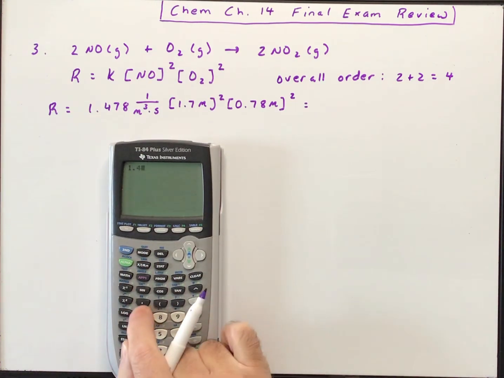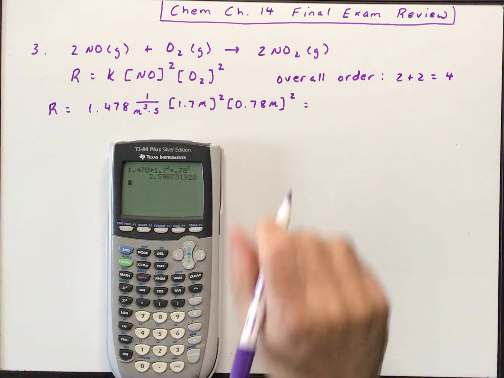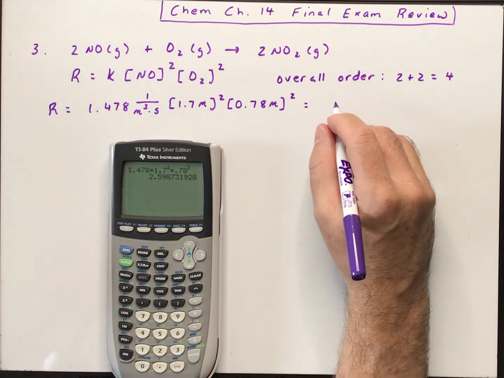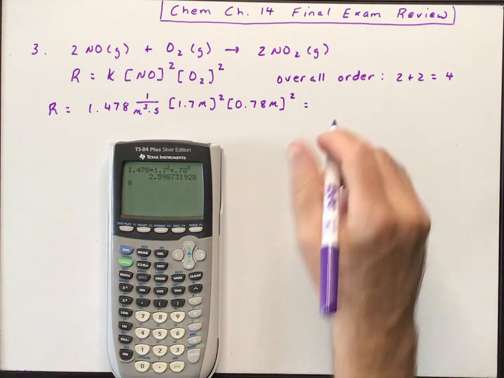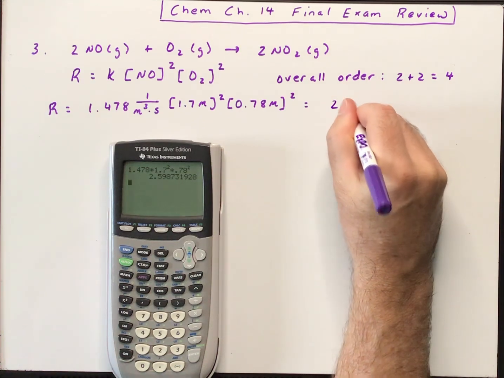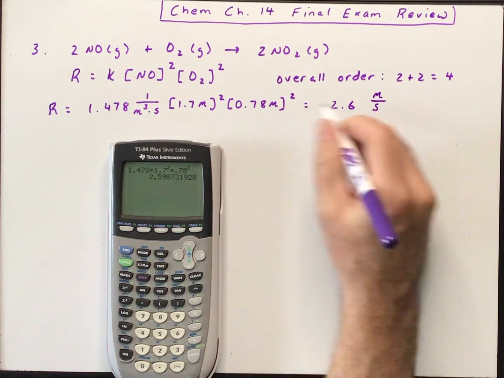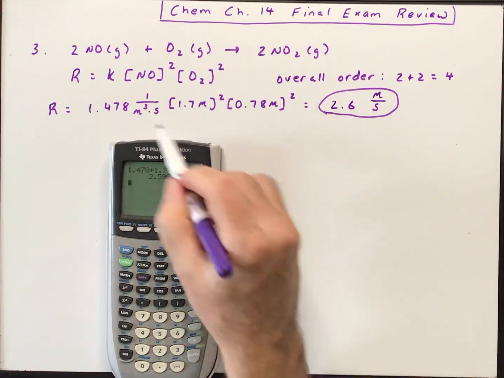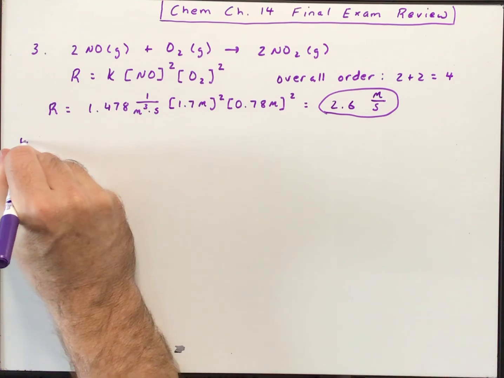So we have 1.478 times 1.7 squared times 0.78 squared. That's going to be 2.598. Let's go ahead and just round that to 2.6. And the unit for reaction rate is molars per second. You could go ahead and cancel. So it's going to be molars to the fourth power here divided by molars cubed. That's going to just leave molars on top.